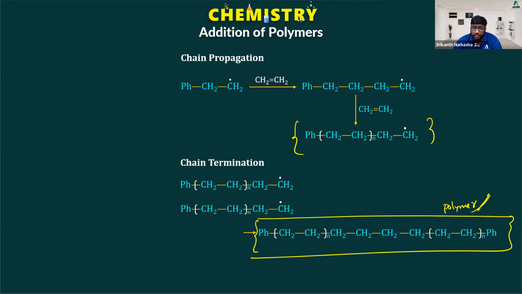Ph(CH2CH2) taken n, CH2CH2, CH2CH2 taken n Ph. That is how the long polymeric chain is obtained. This is the addition mechanistic approach. The addition mechanism has been explained based on the free radical path. Although cationic and anionic mechanisms are also there, the free radical mechanism is widely accepted.